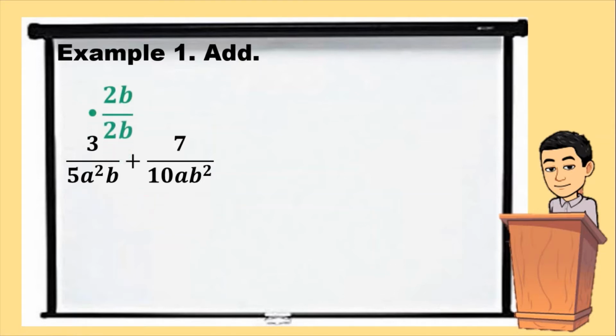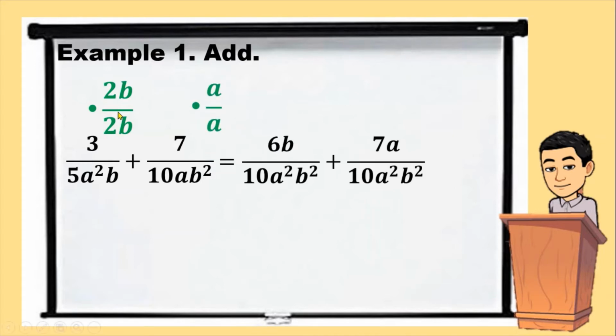The first fraction now will be multiplied by 2b over 2b, while the second fraction will be multiplied by a over a. The results are 3 times 2b, we have 6b, 5a squared b times 2b, the answer is 10a squared b squared, plus 7 times a, answer is 7a, 10ab squared times a is 10a squared b squared.